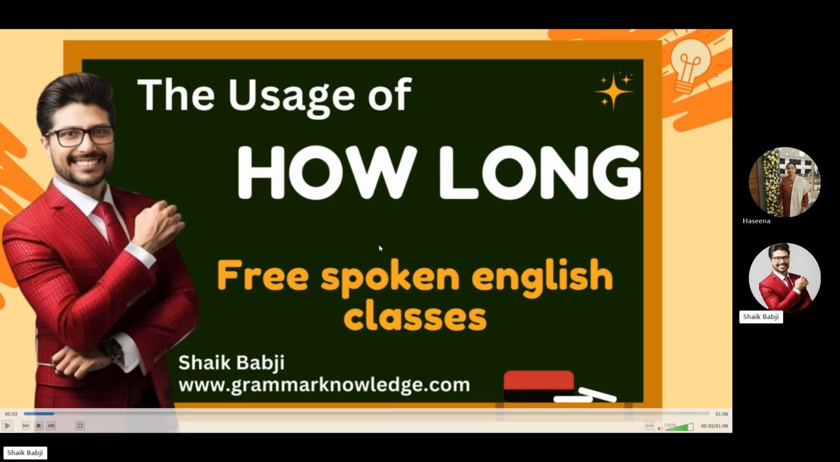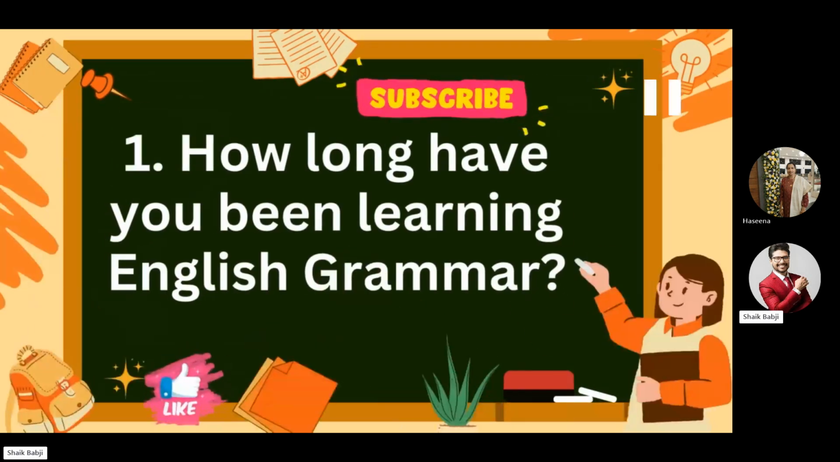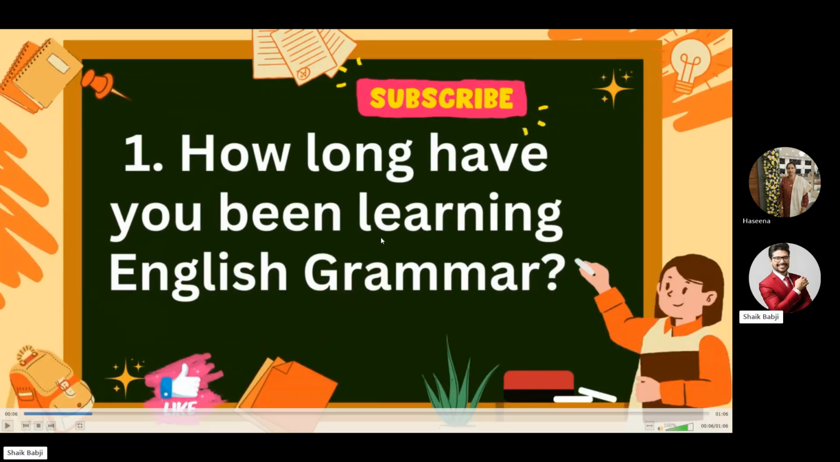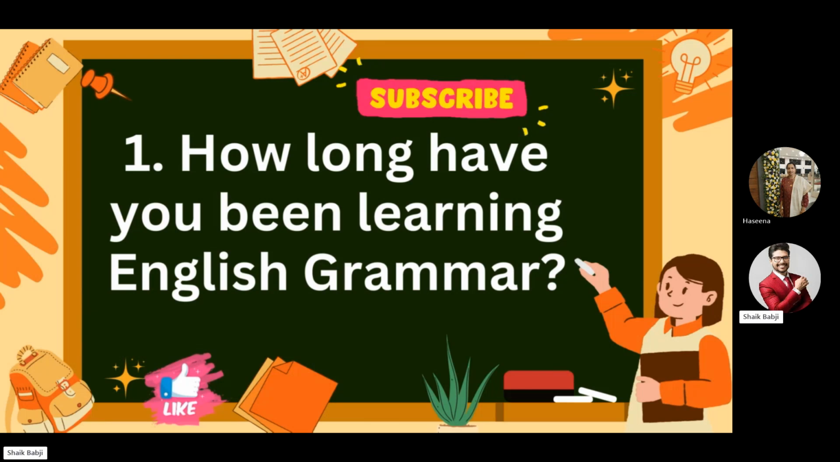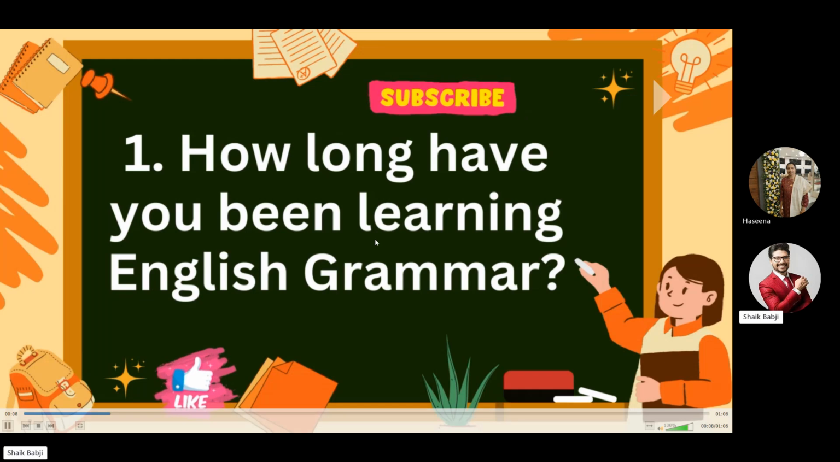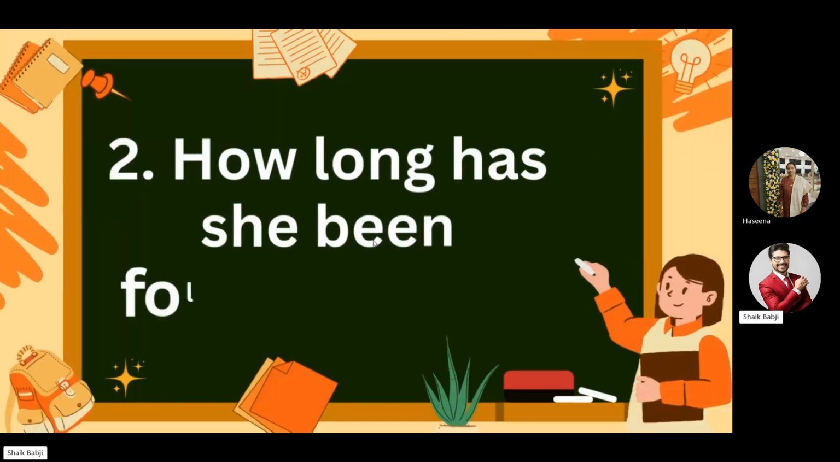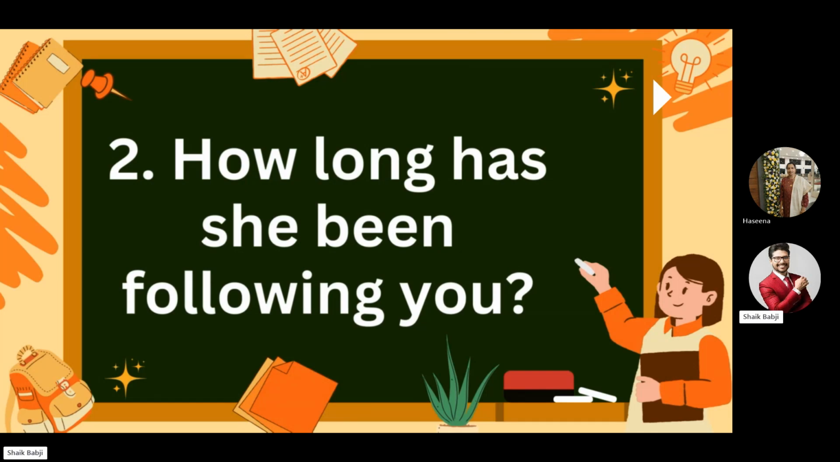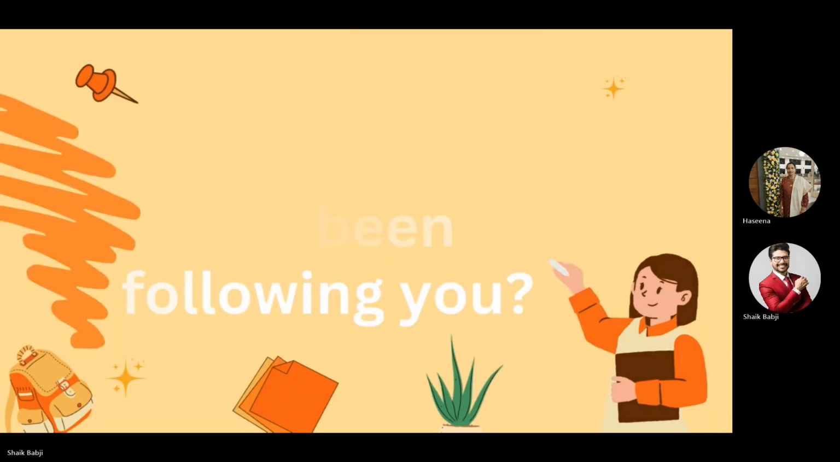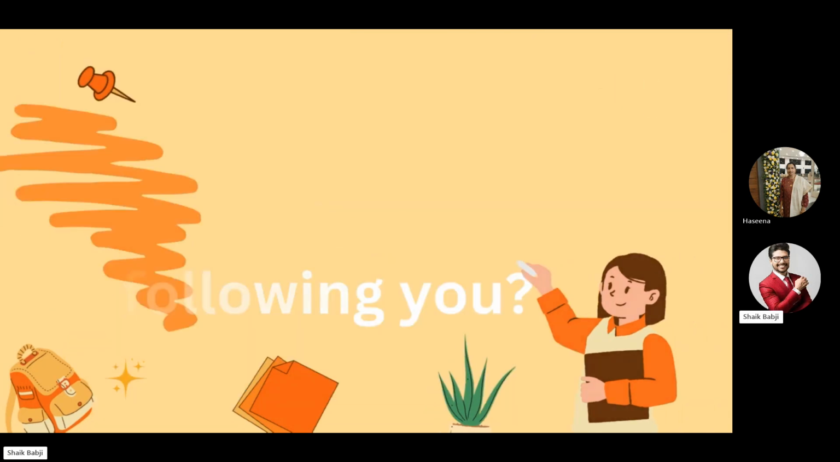Here I have given some sentences. Let's see what they are. The first one is, how long have you been learning English grammar? I repeat, how long have you been learning English grammar? Now let's see the second one. How long has she been following you? I repeat, how long has she been following you?